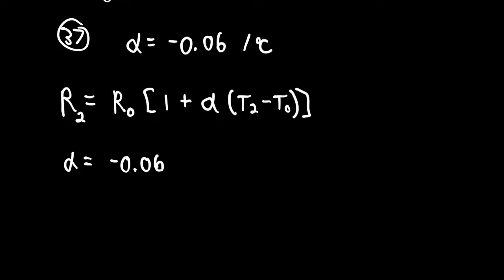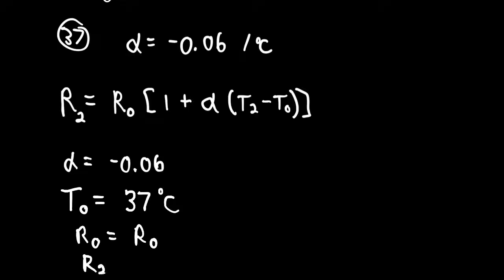What else do I know? I know one of the temperatures. Which temperature do I know? I know the body temperature, some initial temperature. What is that? What is normal body temperature? 37 degrees C. Okay. What else do I know, anything else? Do I know R0? Do they give us a value for that? R0 equals R0. Do I know anything about R2?